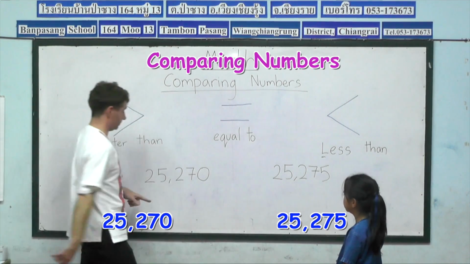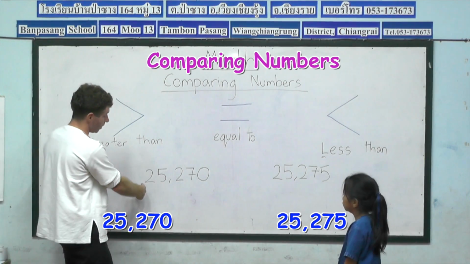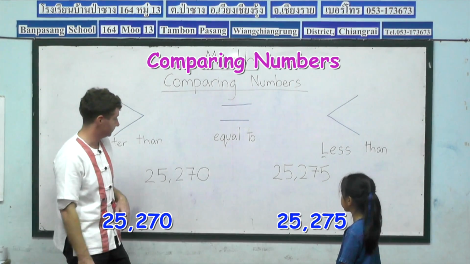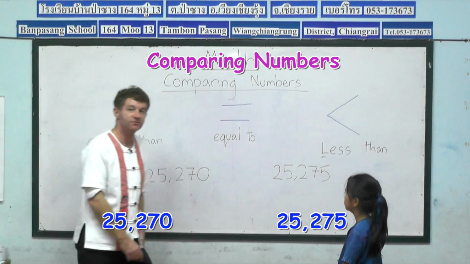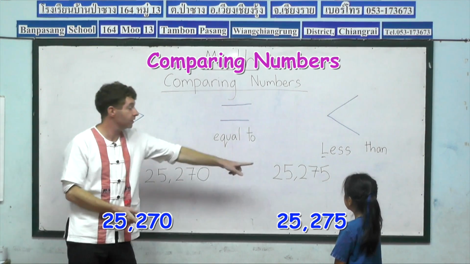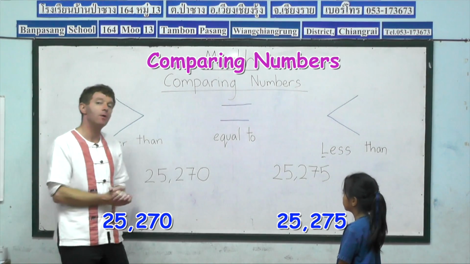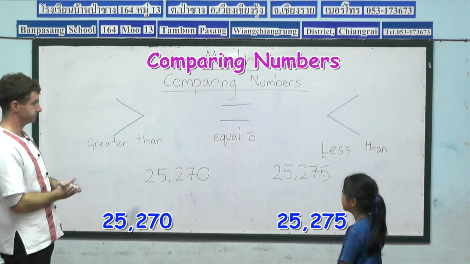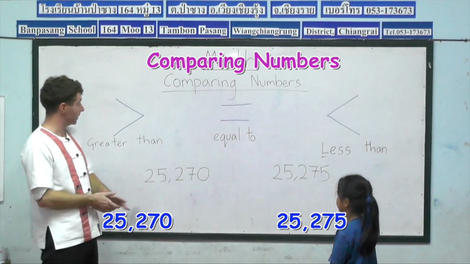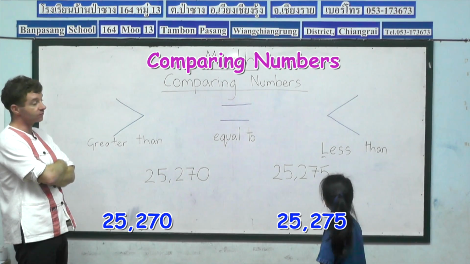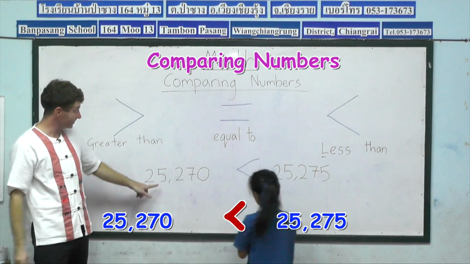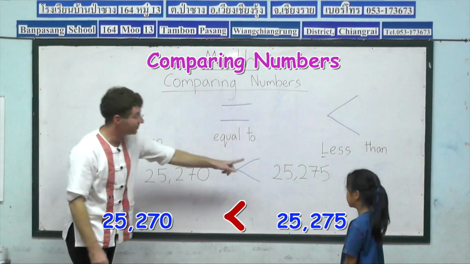Fives are the same. Remember, when comparing, we start from the left and we move to the right. Twos are the same. Sevens are the same. But how about our final digit? 0, 5. So which number can we say is greater than? 5. Yes? We can say that this number is greater. So Prau, what symbol do we need to use to represent the two digits? Less than, yes. This number is less than this number.